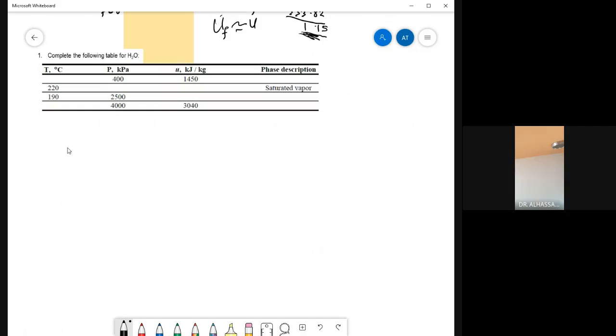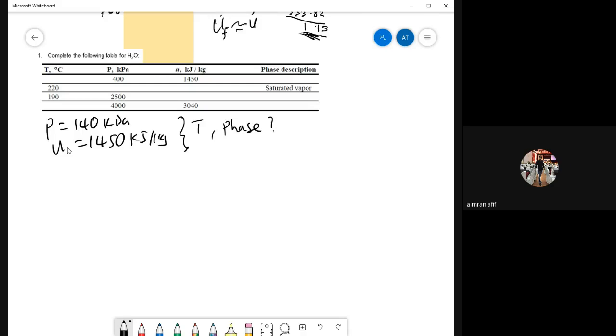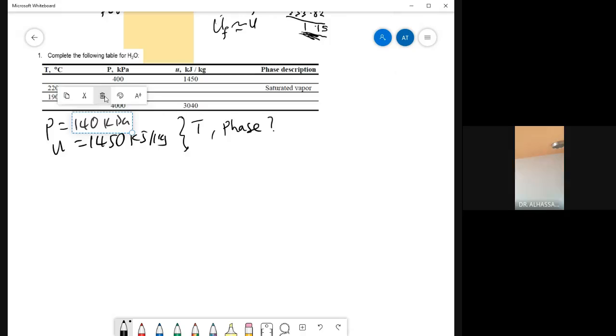Okay, so quickly let us solve this. Here we have pressure given: pressure 400 kilopascal, and internal energy U equals 1450 kilojoules per kilogram. I'm very sorry, this is 400 kilopascal. We want to find the temperature of the fluid, and then we want to determine also the phase.